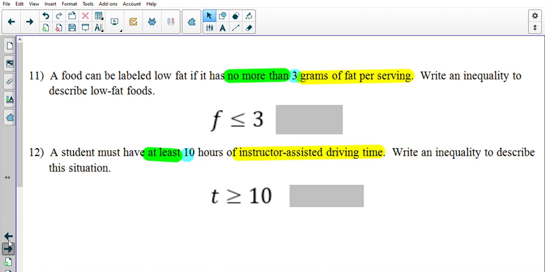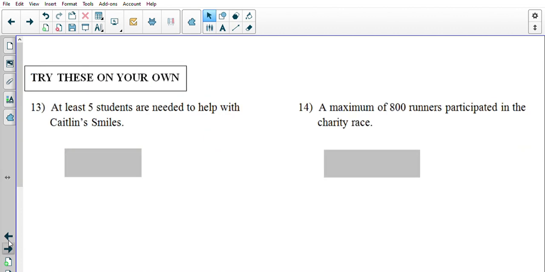All right, I've got 2 questions for you to try on your own, so pause the video and give these a try if you haven't already done them. When you're ready, restart the video. All right, how do we do with these?